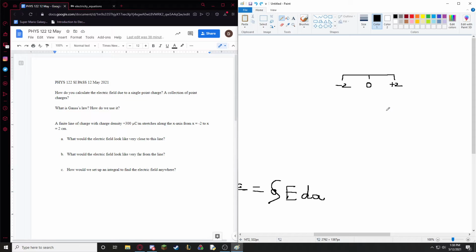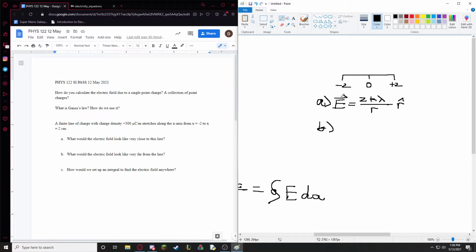If we're very close to it, the line is effectively going to be infinite compared to how far away from it we are. Right? Yeah. So when we're very close to it, we can essentially approximate the line to be infinite. And so the electric field is going to be 2k lambda over r in the r hat direction, obviously.